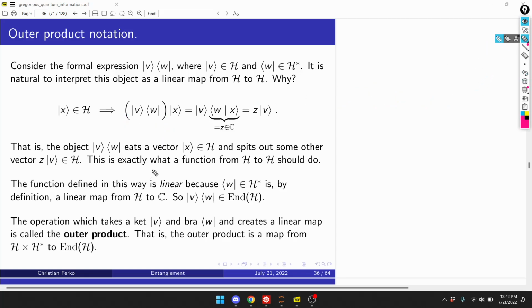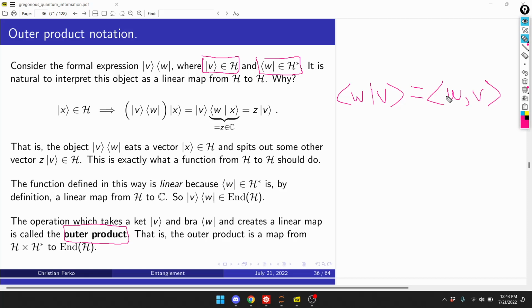Okay, very good. So this process that I just described, that takes in a V in H and a W in H dual and gives you a linear map, is called the outer product. By contrast, the inner product is where I write these in the other order. If I wrote W with V, as we saw, this is an inner product. An inner product takes a vector and a dual vector, and gives you a number. The outer product takes a vector and a dual vector and gives you a linear map. So it's going the other way, if you like.